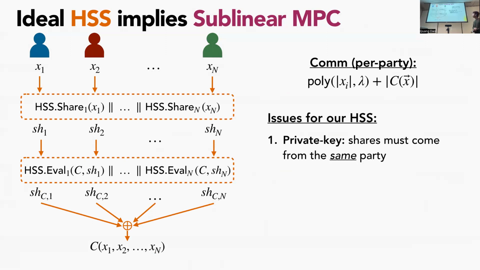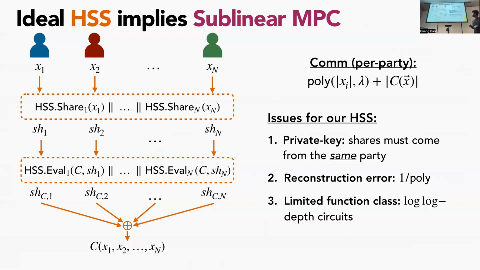The first issue is that our HSS is private key, meaning that different parties cannot share their inputs and then expect to be able to evaluate on the combined shares. The second issue is that we have an inverse poly reconstruction error. And thirdly, we don't achieve this for every circuit. We achieve it for a very limited class of circuits.